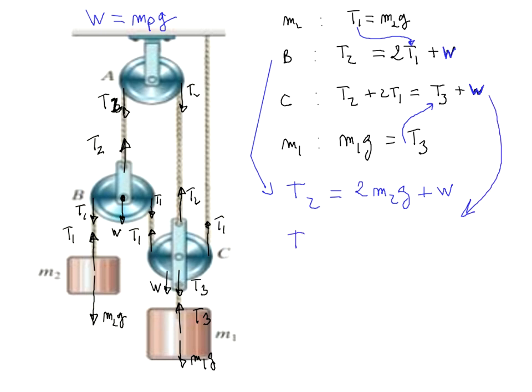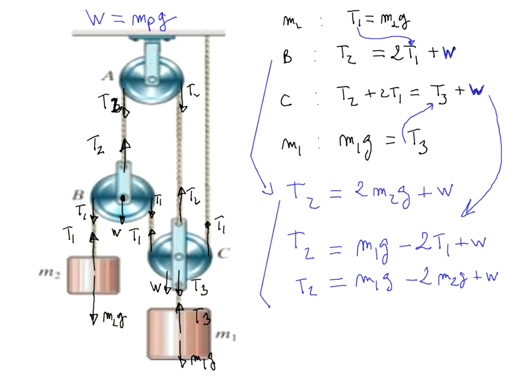And then equation C, T2 is equal to T3, which is M1G minus 2T1 plus W. I move the 2T1 to the other side, and I can replace it right away by 2M2G. The mass of the pulley MP is equal to 2 kilograms. Therefore, the W is the same.